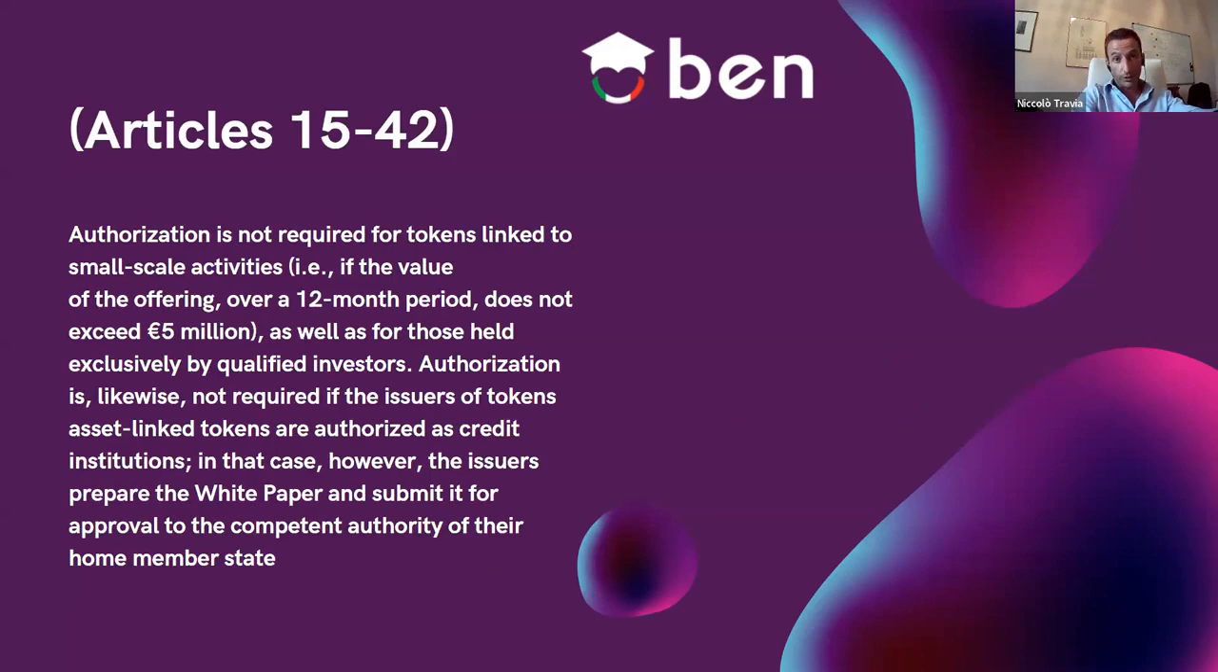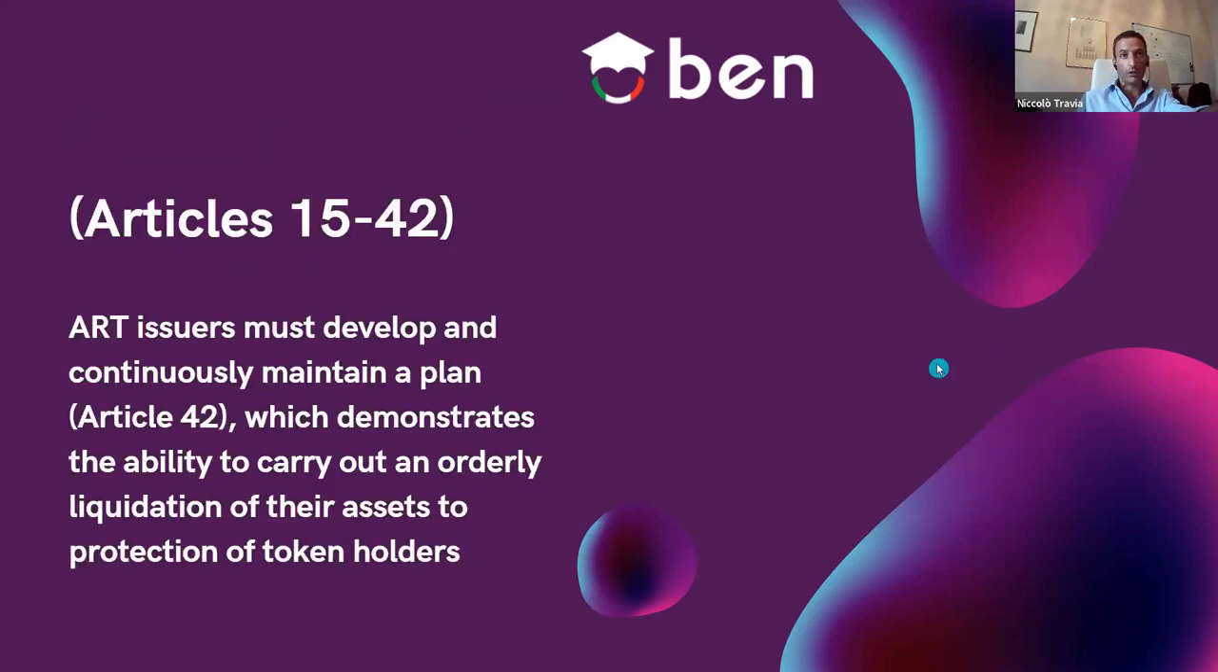There are some exemptions that usually are set up, let's say, for the relevance of the issuance. If the offering does not exceed 5 million, then the authorization will not be needed. And also if the offer is only made to qualified investors, then the authorization is not needed. However, the white paper is needed in any case, and this white paper has to be forwarded to the national authority.